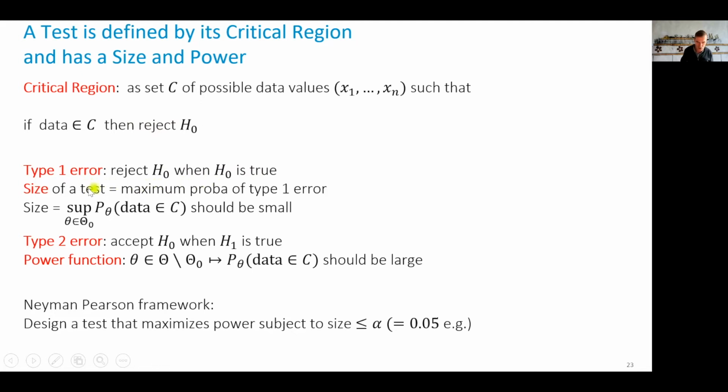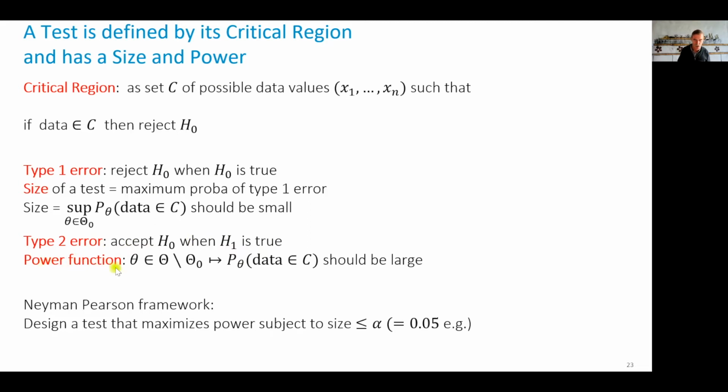The size of a test is, by definition, the maximum, over all the values of the parameters that are consistent with H0, so that are in the set of parameters theta 0, of this probability. So it's the largest probability of type 1 error that we can make. That's the size of a test. It's a number. The type 2 error is the opposite. It's what we make when we accept H0, so we're not in the critical region, but in fact H1 is true. The true value of theta was outside of theta 0.